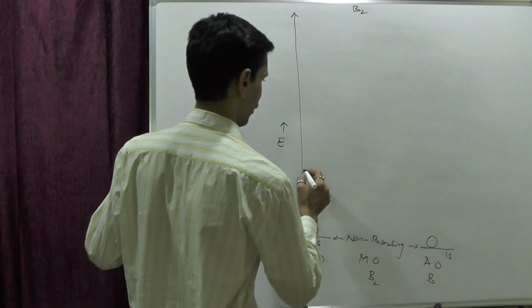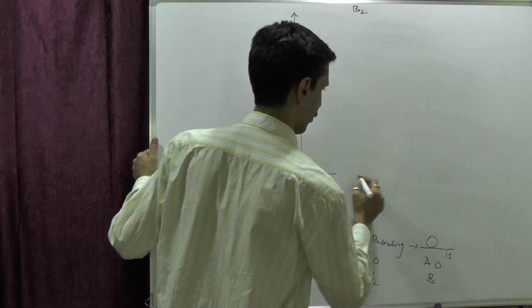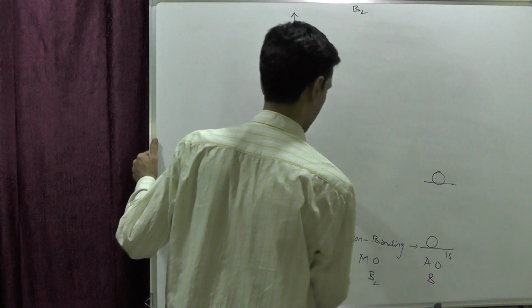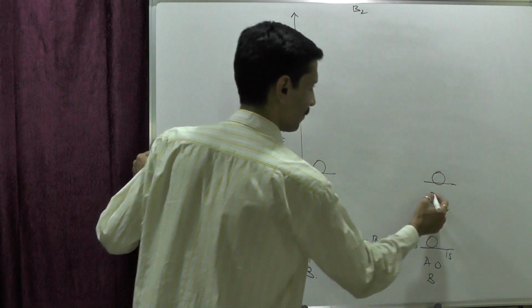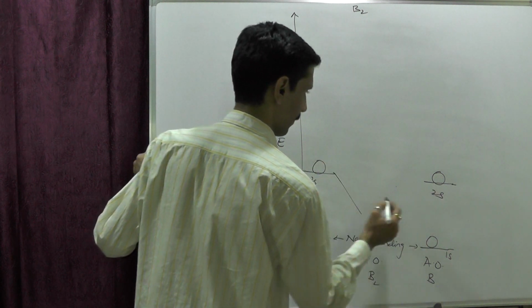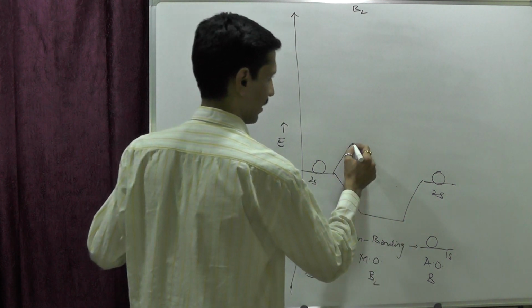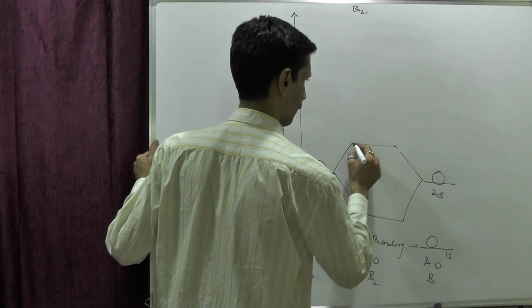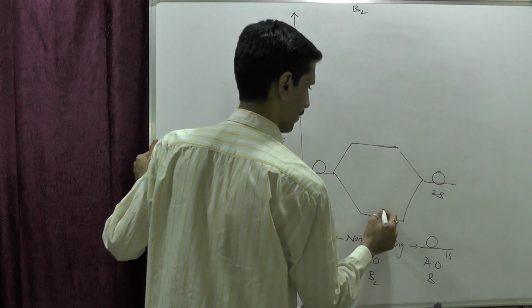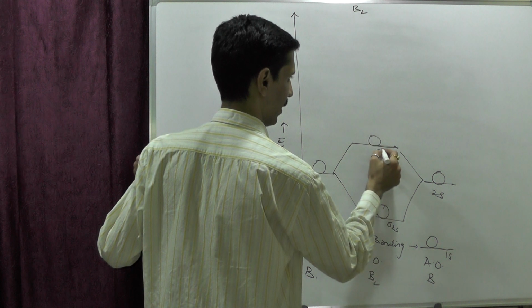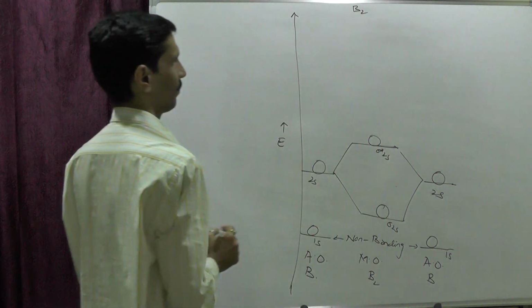Okay, we now start with 2s. So on the same straight line, the 2s orbital of the another boron, these two overlap, resulting in one that is bonded and the other will be anti-bonding. This is sigma 2s, this will be sigma star 2s.